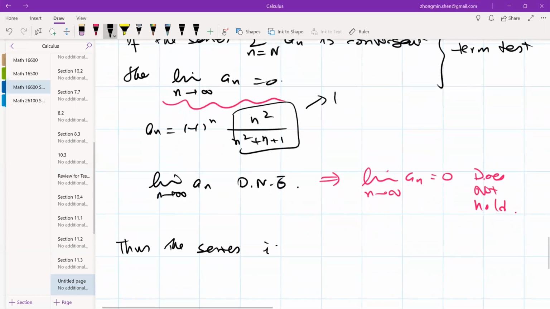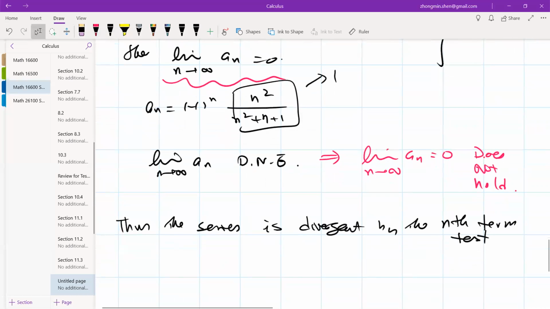The series is divergent by the nth term test for divergence. The nth term test only works for divergence. Got it? So this is a correct argument.